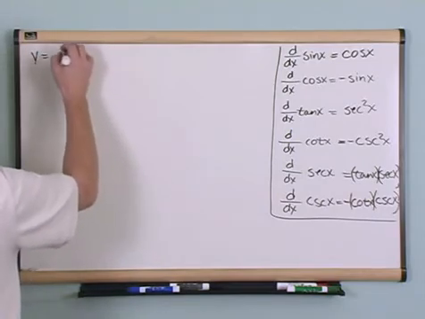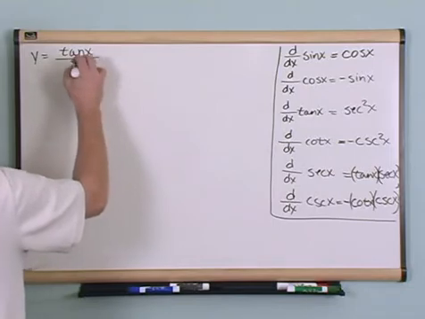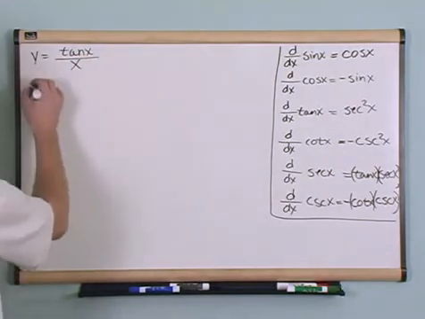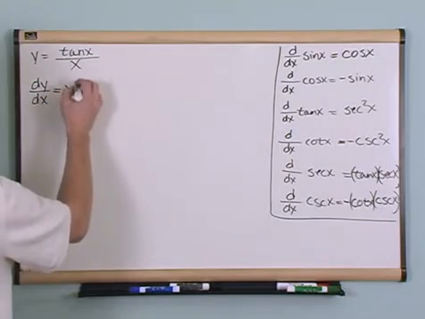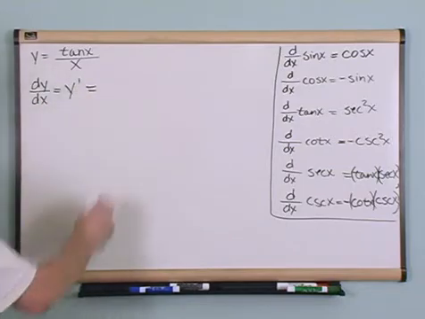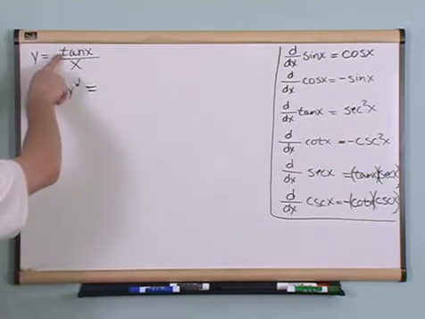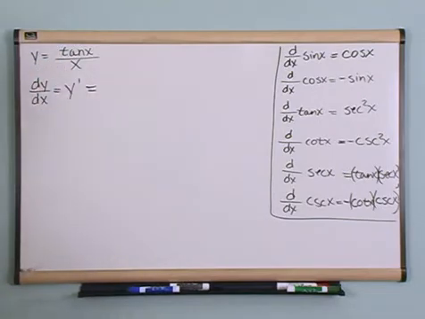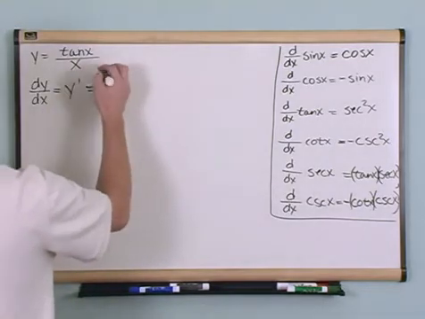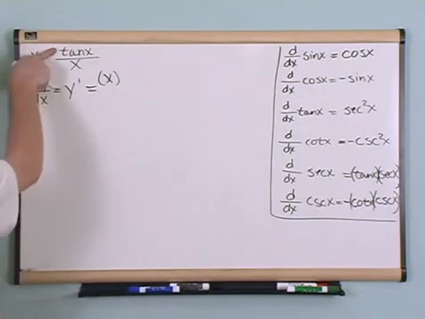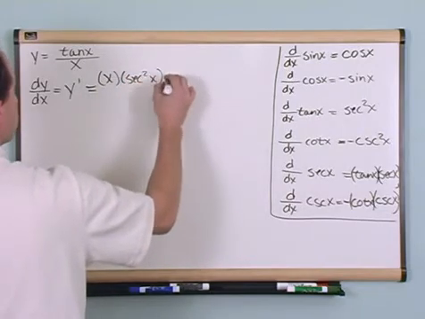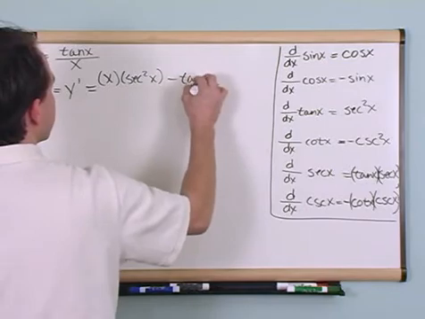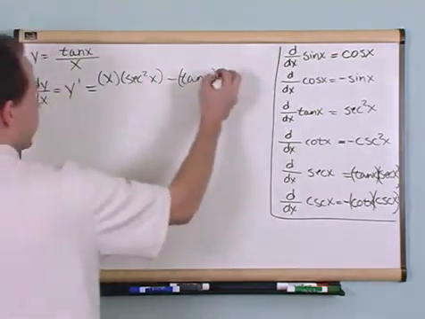So what if you have the tangent of x divided by x, and you have to find the derivative? So then the derivative of y with respect to x, this is the same thing as saying y prime. I'm just writing it 2 different ways to show you that you can. Well, you have a function of x divided by a function of x. So we're going to use our formula that you may or may not remember. Okay, so I'm going to have the bottom, which is x, times the derivative of the top. Derivative of the top is secant squared, minus the top, which is tangent, times the derivative of the bottom. Derivative of x is just simply 1.